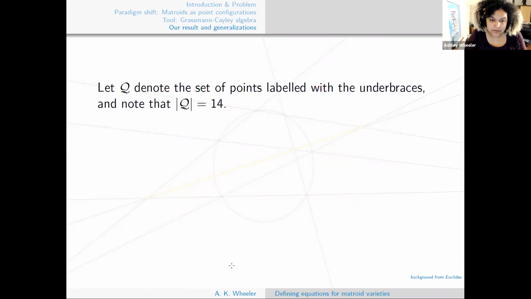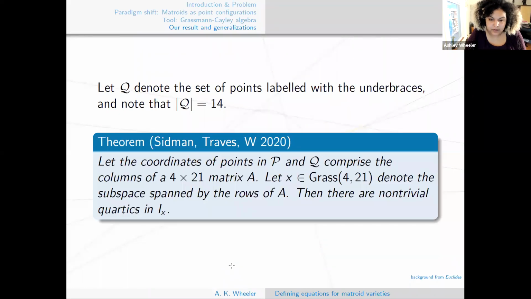So let Q denote the set of points that I labeled with the underbraces. There's 14 of them. Then our theorem, or just a special case of our theorem, says let the coordinates of the original points P and these auxiliary points Q comprise the columns of a 4 by 21 matrix. Then let X denote the point in the Grassmannian spanned by the rows of that matrix. Then there are non-trivial coordinates in the defining ideal for the matroid variety. And the coordinates look really similar to the one in the first theorem that I shared with you.